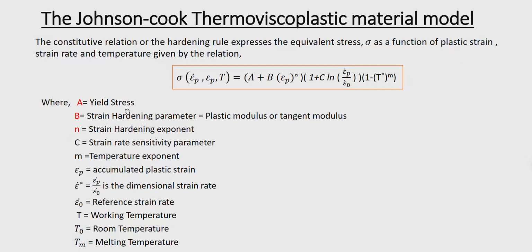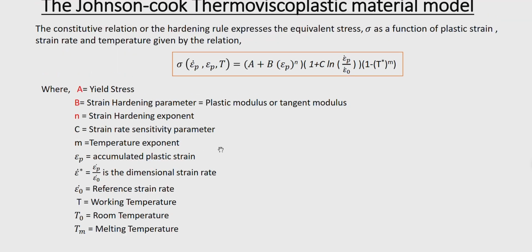So, in this equation, the key components are: the first bracket is the strain hardening term, the second bracket is the strain rate term, and the third bracket is the thermal softening term, where A is the yield stress of the material, B is the strain hardening parameter, N is the strain hardening exponent, C is the strain rate sensitivity parameter, and epsilon P is the accumulated plastic strain. So, these are the parameters which are described here.